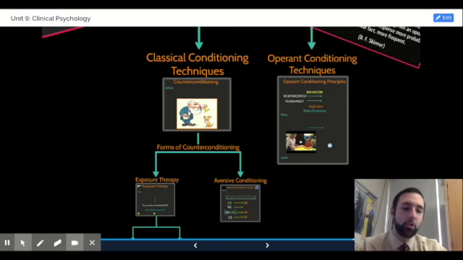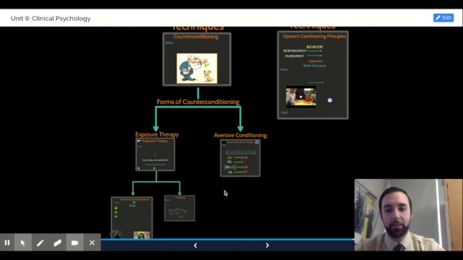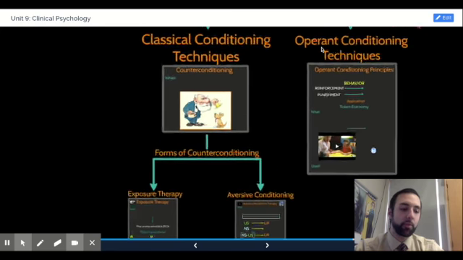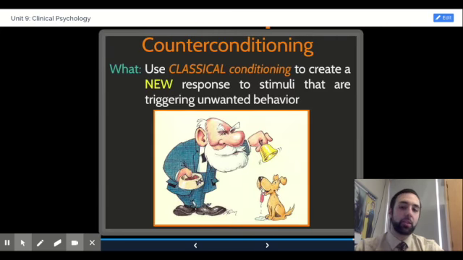We're going to divide this into 2 categories. The classical conditioning flowchart, of which there are quite a few different techniques that fall into this. And then there is one technique that uses operant conditioning, which is a reward punishment-based system. We'll start on the left with classical conditioning techniques.